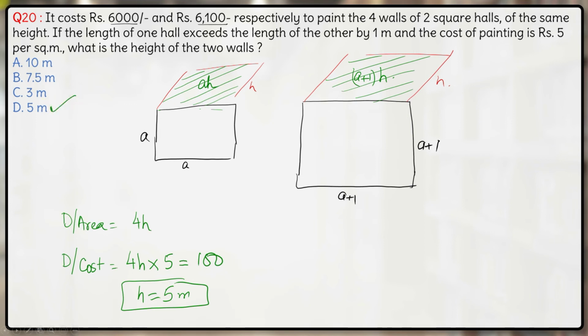Quite easy. What we did was we calculated the difference in area of one wall, which is H. So the difference in area of four walls is 4H, and the extra costing would be 5 rupees per square meter. So for 4H square meters, the extra costing will be 4H into 5. Okay, so that's it for this question.